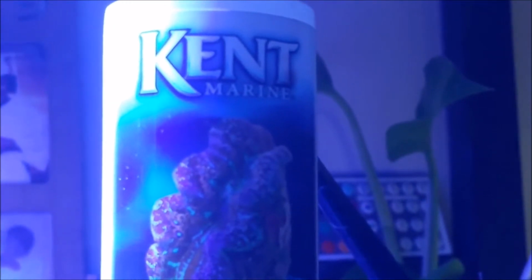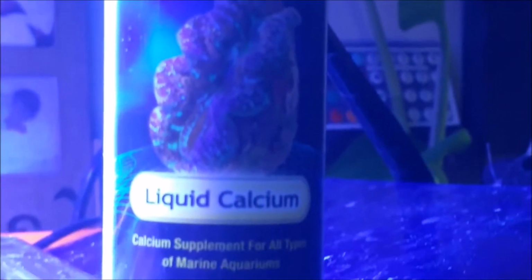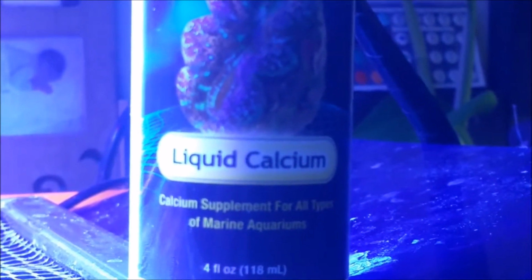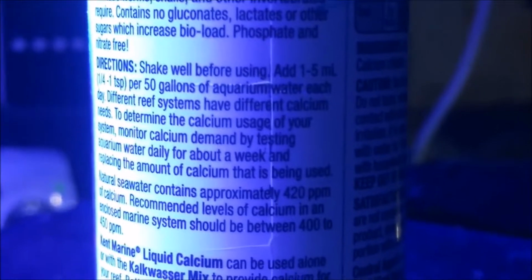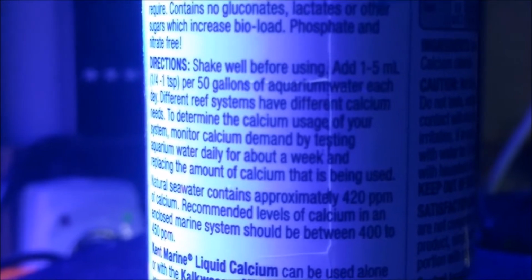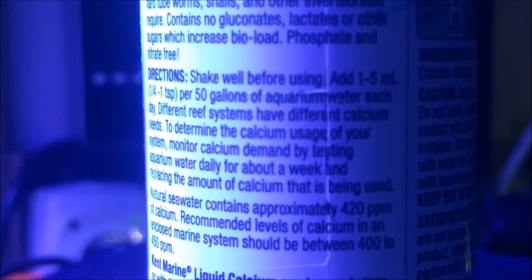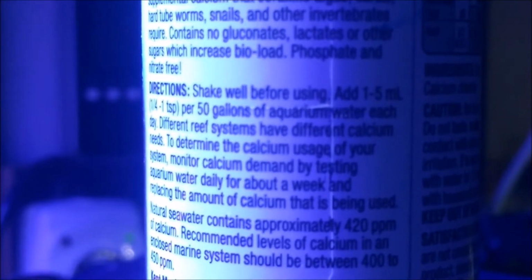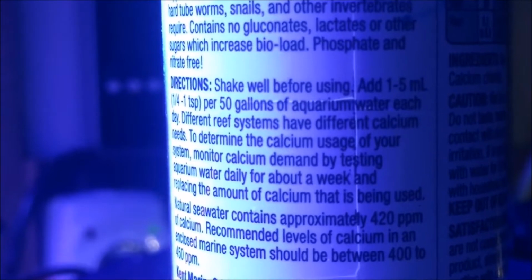Now, for the topic of this discussion, we're going to look at Kent's liquid calcium supplement, which is a very popular and very effective supplement for dosing calcium to your aquarium. Let's look at the directions that tell us how to dose based on the size of the tank, measured in gallons. As you see, this says based on a 50-gallon aquarium, you're going to dose 1 to 5 milliliters of this supplement.